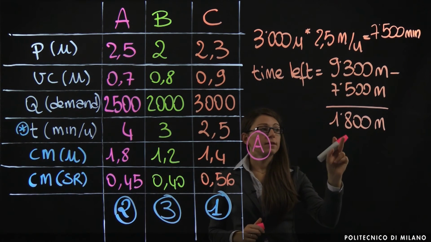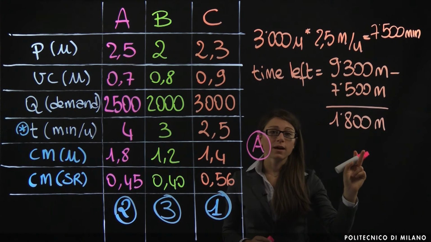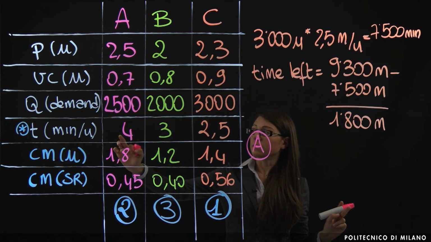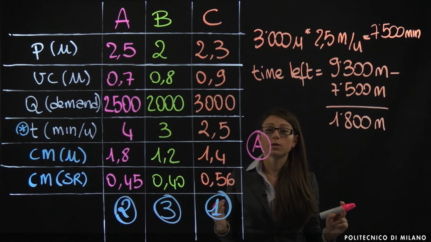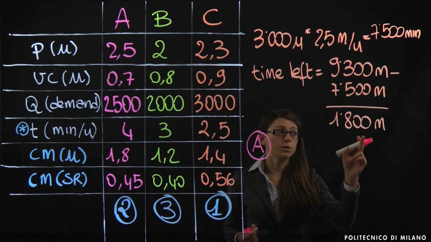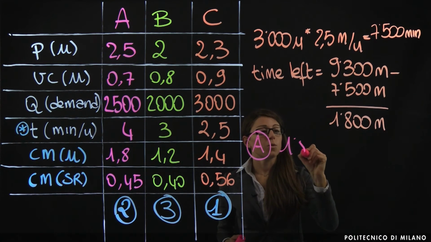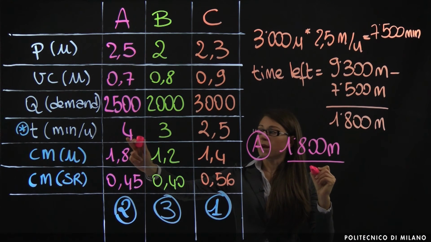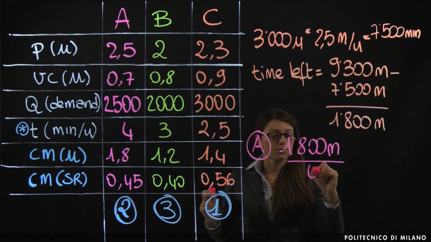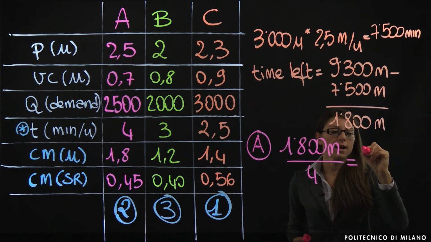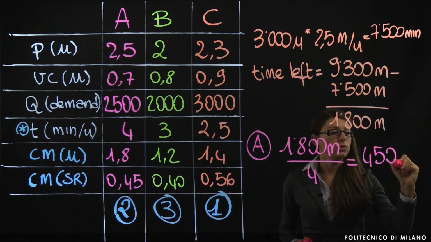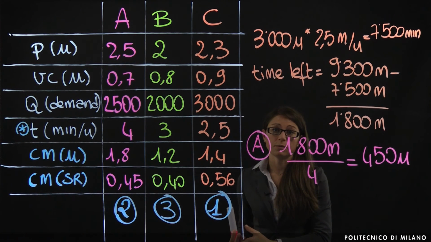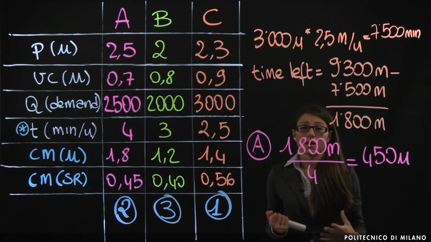The problem is that we have just 1,800 minutes left, while we need much more time if we multiply the weekly demand by the time that we need to realize one unit. So in order to identify how many units we can produce with the available time, we can just divide these 1,800 minutes left by the time that we need to realize one unit of our beer type A, which is 4. So we find that we can realize 450 units with the time for which our machine is available for the remaining part of the week. Let's try to sum up everything.